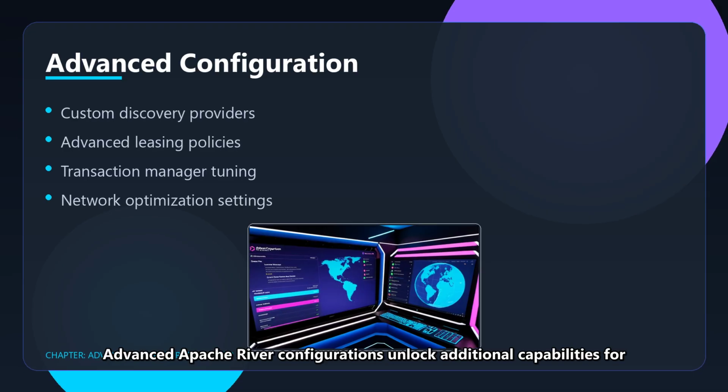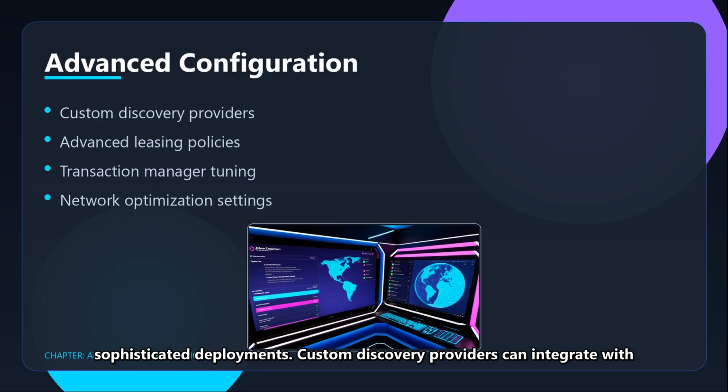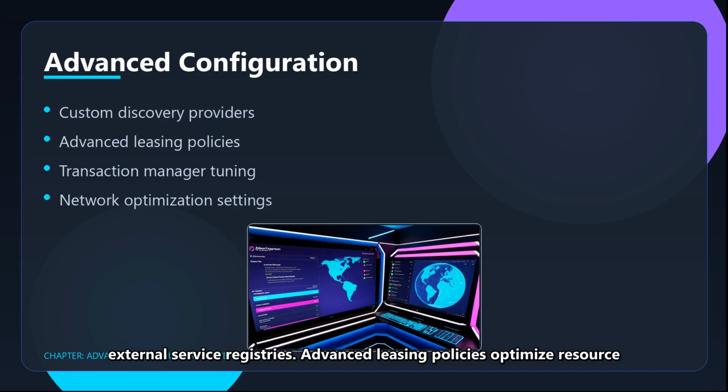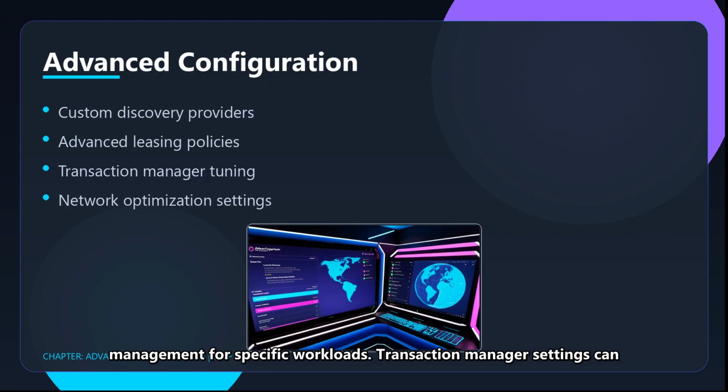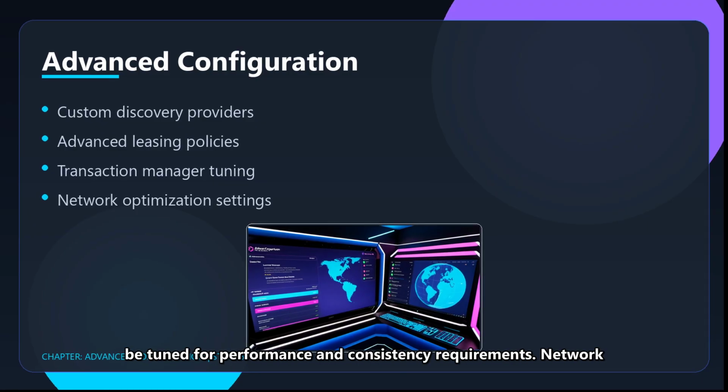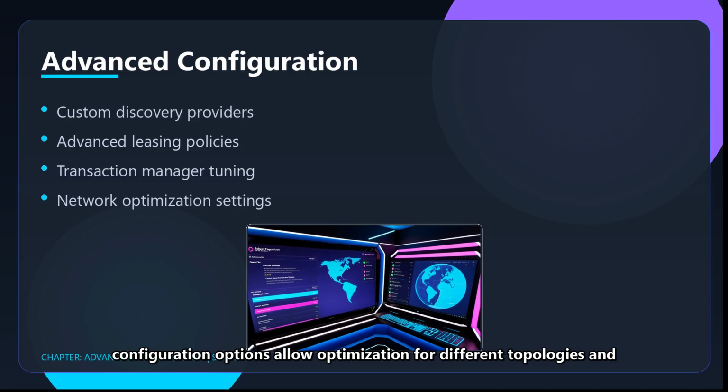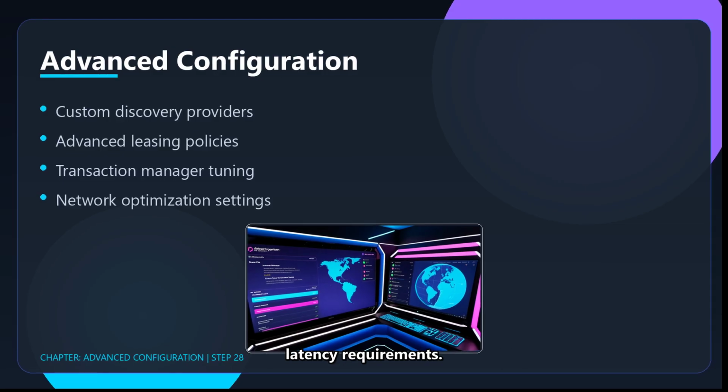Advanced Apache River configurations unlock additional capabilities for sophisticated deployments. Custom discovery providers can integrate with external service registries. Advanced leasing policies optimize resource management for specific workloads. Transaction manager settings can be tuned for performance and consistency requirements. Network configuration options allow optimization for different topologies and latency requirements.